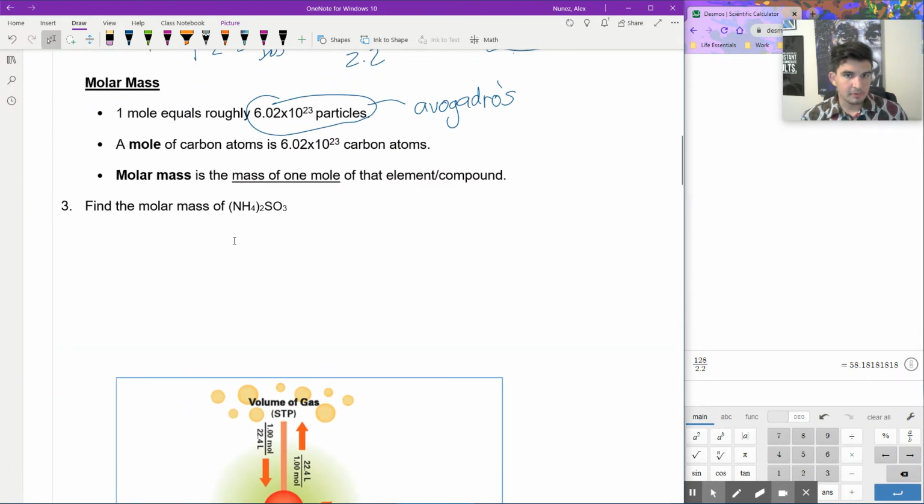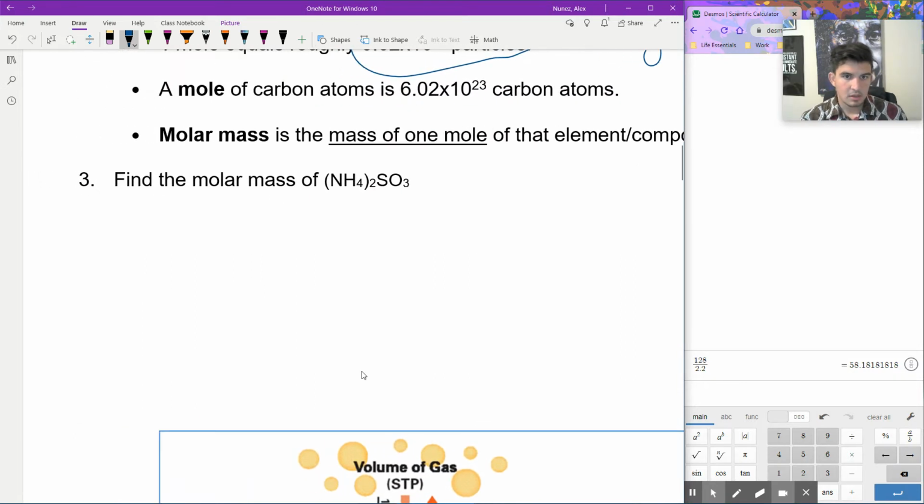So for example, let's say we were going to do a long problem like this, the molar mass of ammonium sulfate. So in order to do that, I'm going to need to list out how many of each chemicals I have. So I have 2 nitrogens, I have 8 hydrogens because I have 2 H4s, I have 1 sulfur, and I have 3 oxygens.